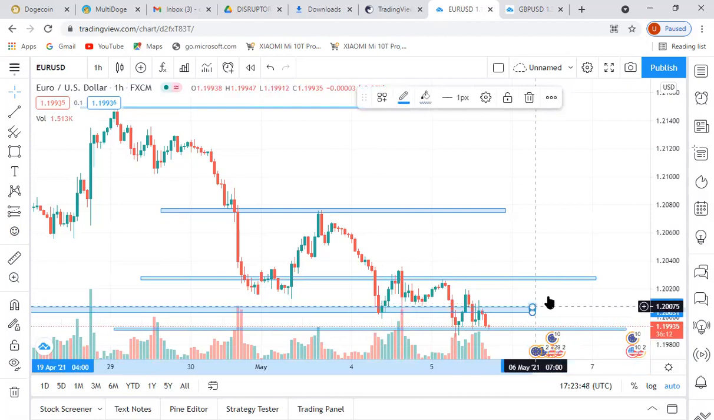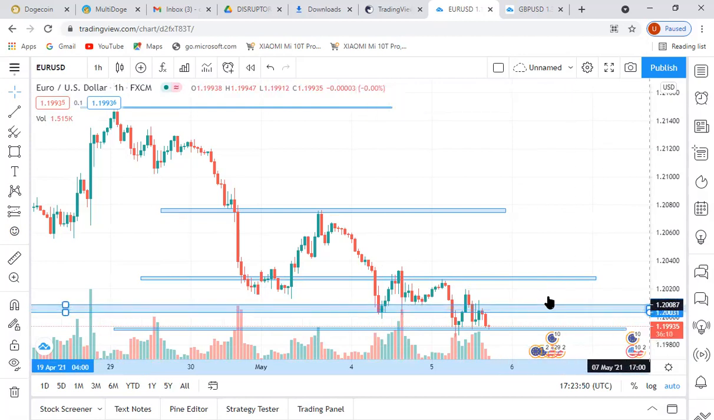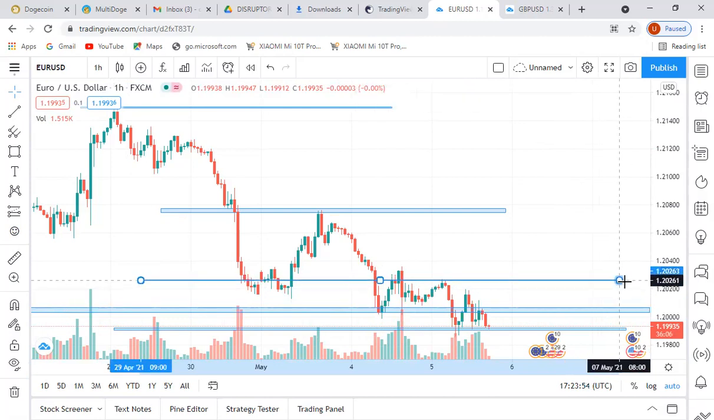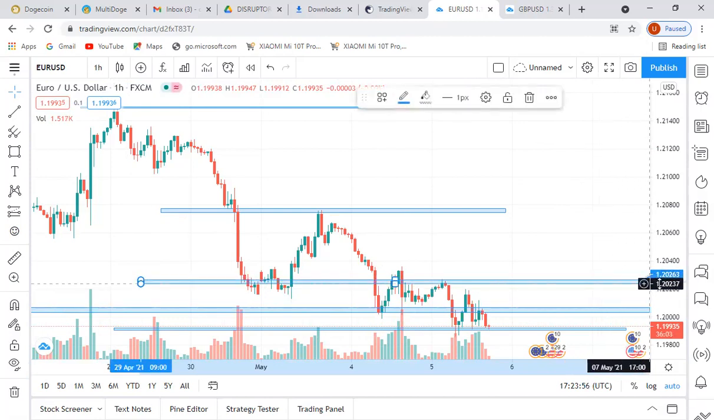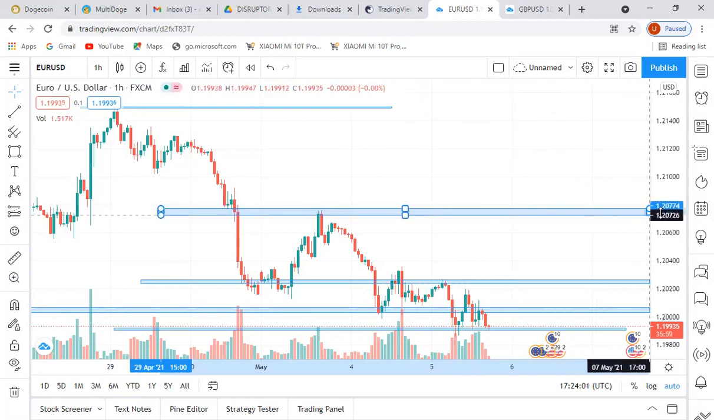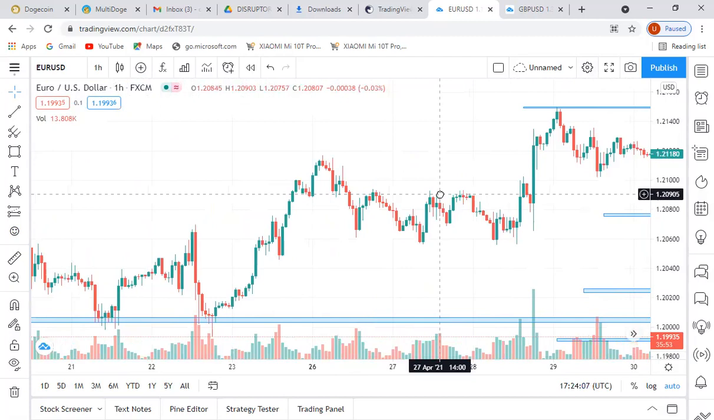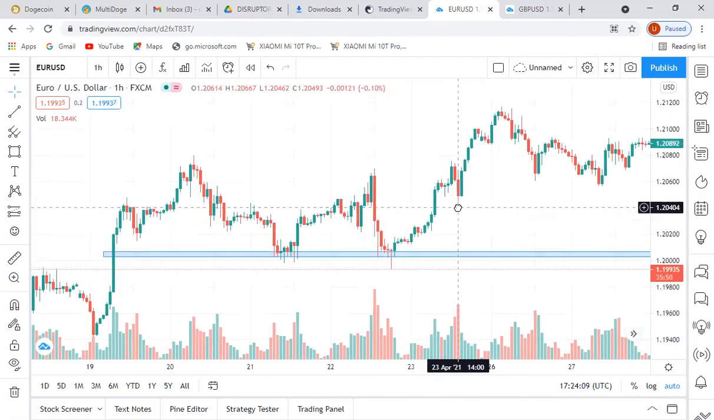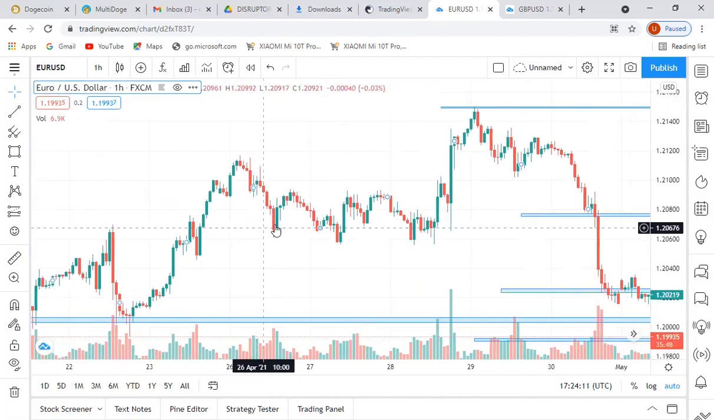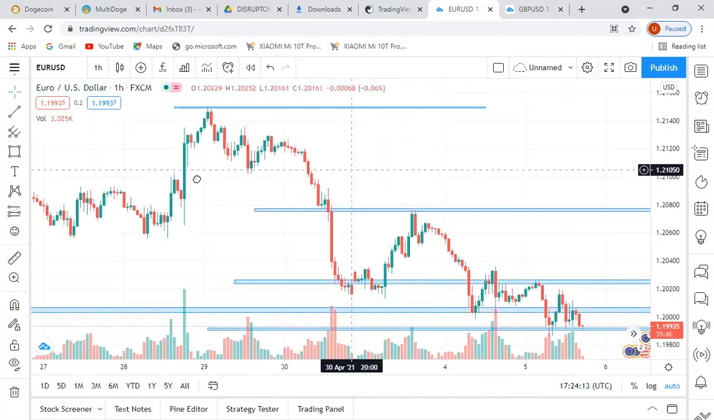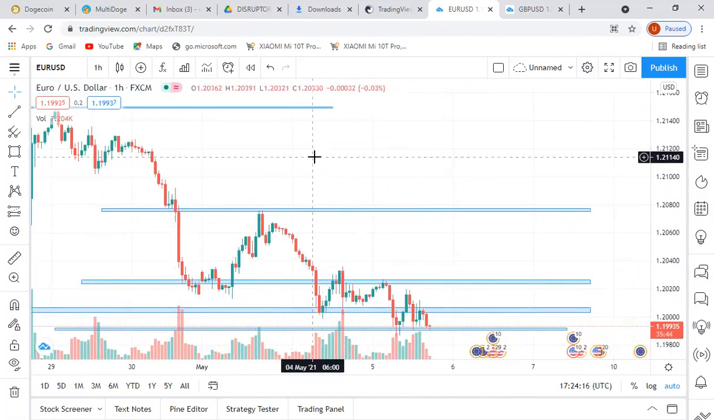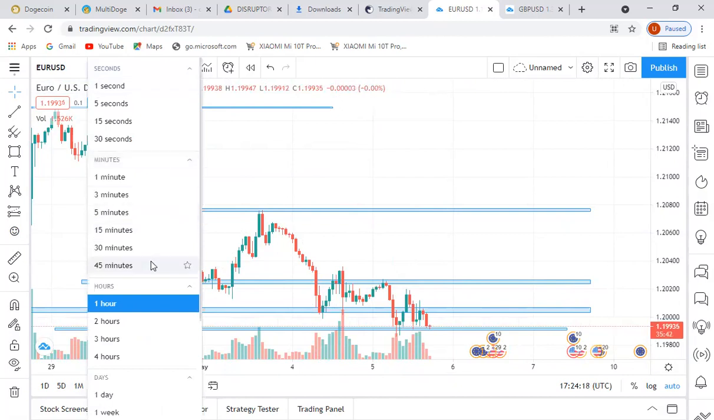Mind you, I said we will always drag either our horizontal line or our rectangle tool to the right, because the right-hand side shows you the current position of the market. The left-hand side is always what you're trying to trace to see what happened yesterday, last week, last month. So the right-hand side is always what is happening currently in the market.